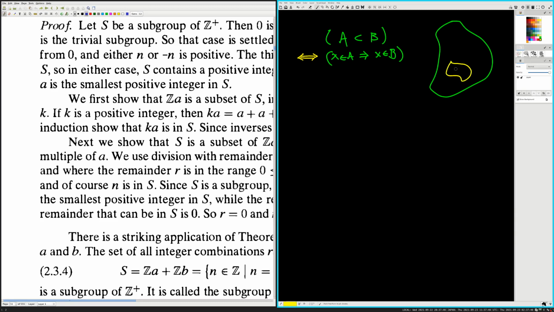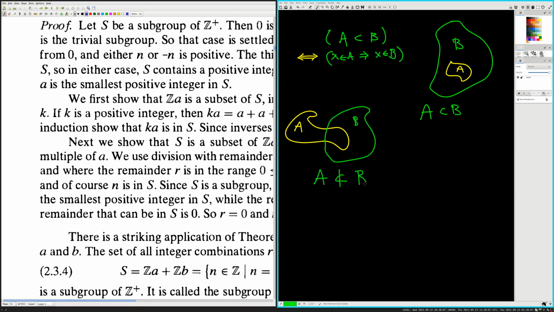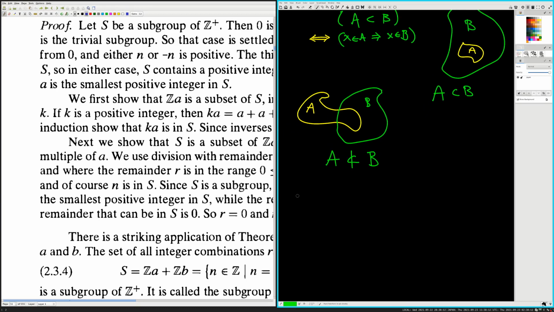So here we have A, and here we have B, and in this case A is a subset of B. But if we have something like this, this is A and this is B, then A is not a subset of B. Okay, so as a truth table, we write this as, and then for the superset relationship, you obviously just invert it.